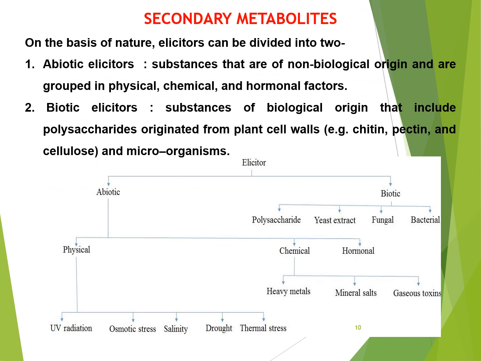Based on the nature of elicitors, they can be divided into two categories: abiotic elicitors and biotic elicitors. Abiotic elicitors are substances which are of non-biological origin and can be grouped in physical, chemical, and hormonal categories. Biotic elicitors are substances of biological origin that include polysaccharides originated from plant cell walls and microorganisms as well.